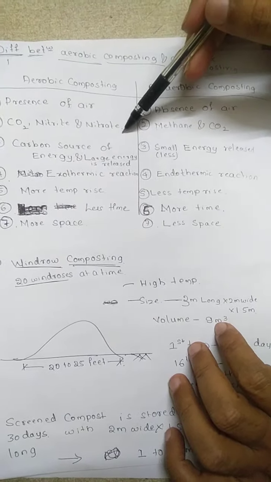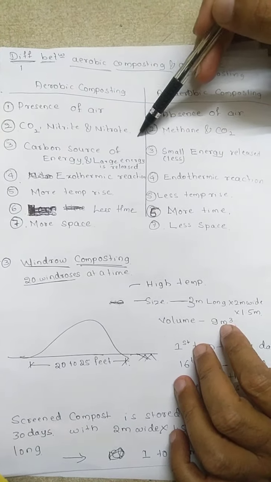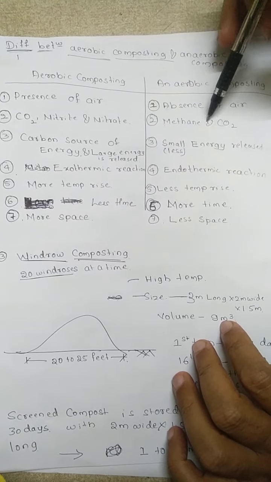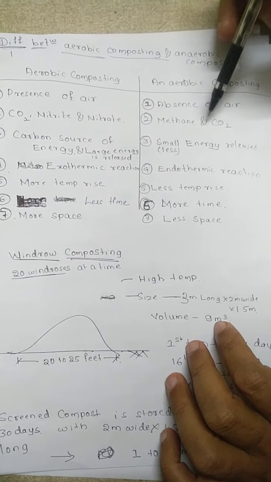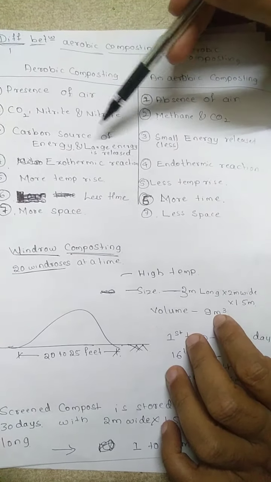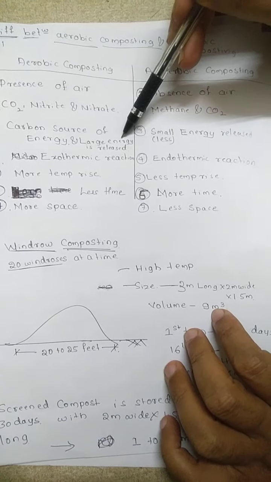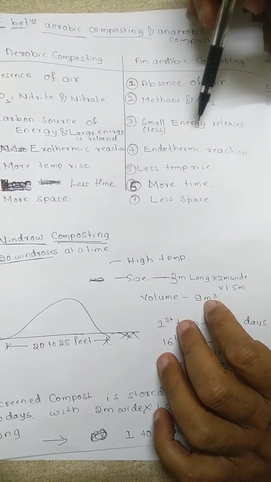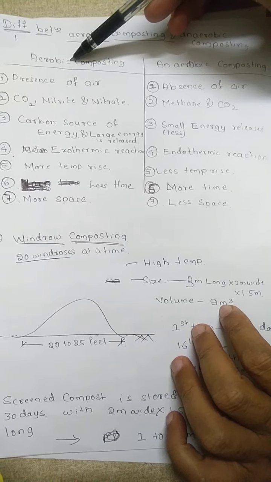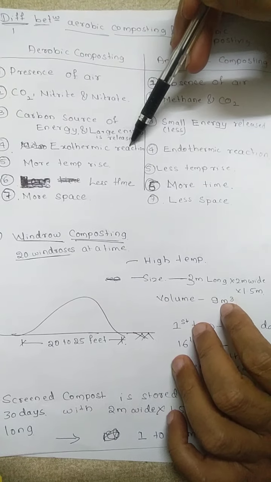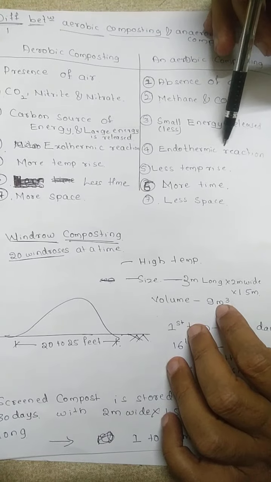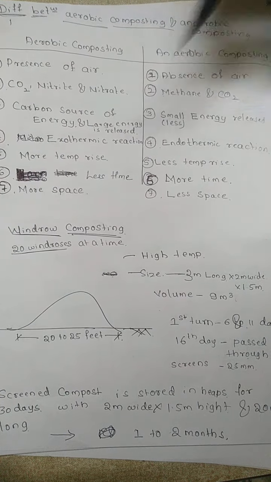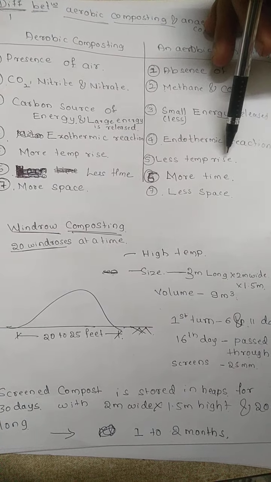Now the second difference is that aerobic composting releases CO2, nitrite and nitrate, whereas anaerobic composting gives you methane and CO2. The third difference is that aerobic composting releases a greater amount of energy, whereas anaerobic composting gives a small amount of energy. Aerobic composting is an exothermic reaction, whereas anaerobic composting is an endothermic reaction. Aerobic composting will release more temperature, and anaerobic composting will release less temperature.